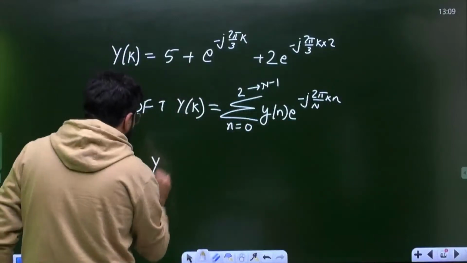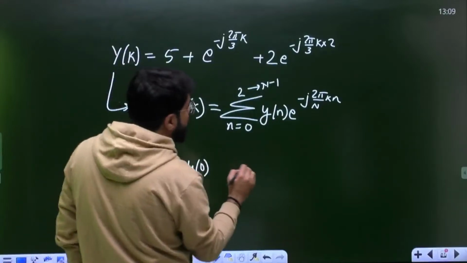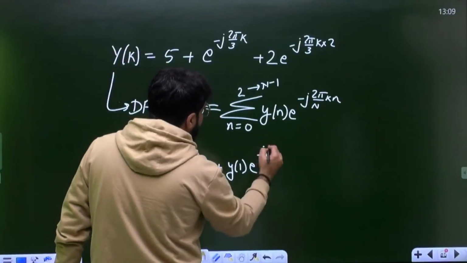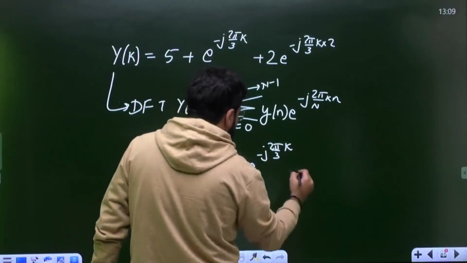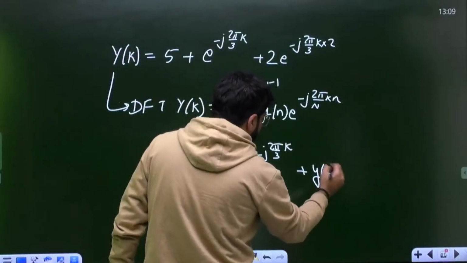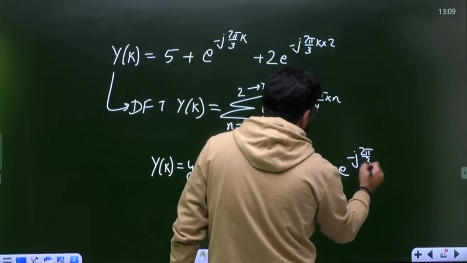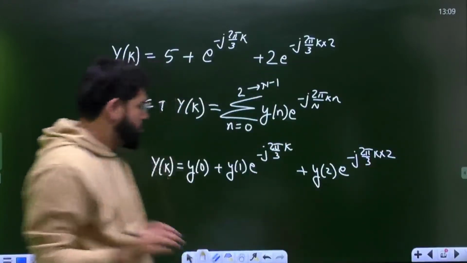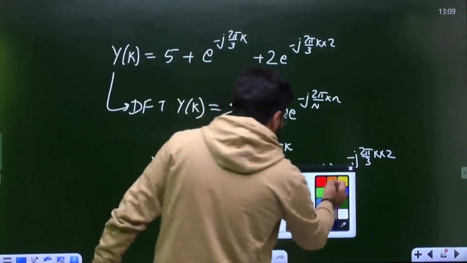Okay, just for a clear-cut comparison, I am writing this whole expansion. The first will be y0. Then the next term, y of 1 e power minus j 2 pi by n, n is 3 into k, and the next term will be y of 2 e power minus j 2 pi by 3 into k into n equal to 2. Correct? So when you compare this yk and what I have obtained, you get your answer.